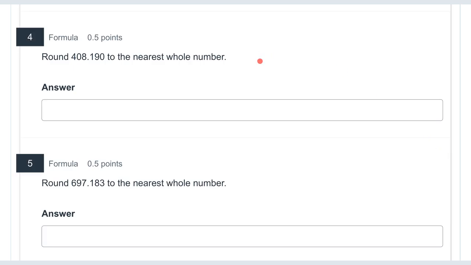Number 4, 408.190. We want to round to the nearest whole number. Another name for the whole number is the ones place. So the digit in the ones place is that 8. If we were to round down, we just rewrite the number without changing any of the digits and end in the place value to which we're rounding. Then we increase that last digit by 1, so this would be the 409.